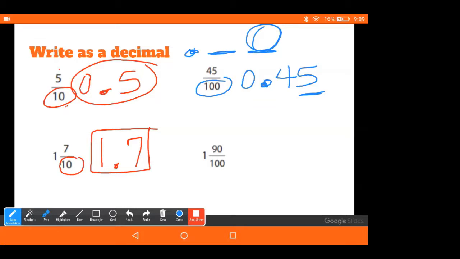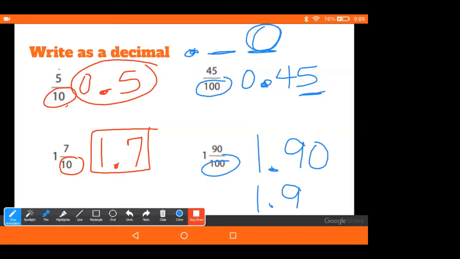Same thing when there's a whole number there. I'm going to put 1 point, okay, put my decimal in there, and then 90 100ths. So 100ths is the 2 decimal places. So I would put 90 here. Now I do not have to put the 0 after there. A lot of times you will not see people do that. You'll just see them write it as 1.9, which is fine also.